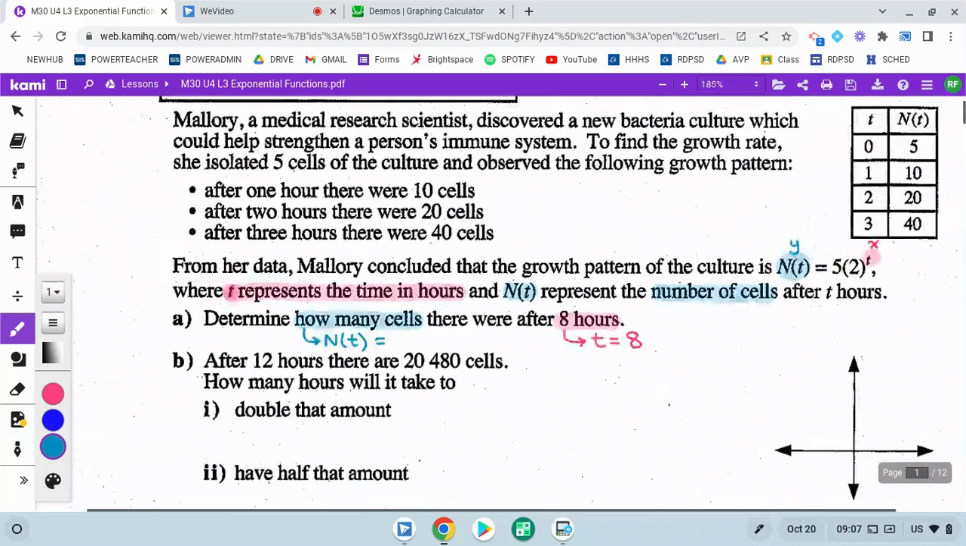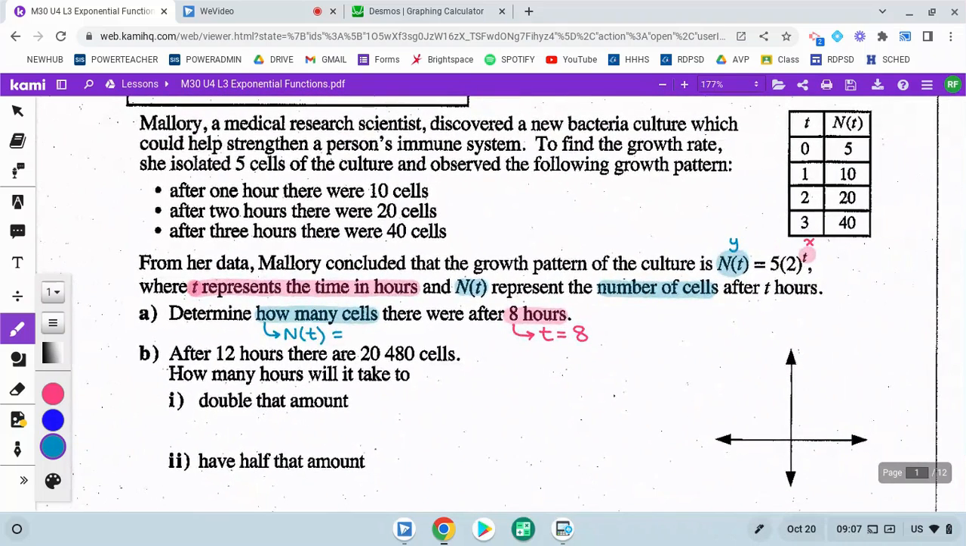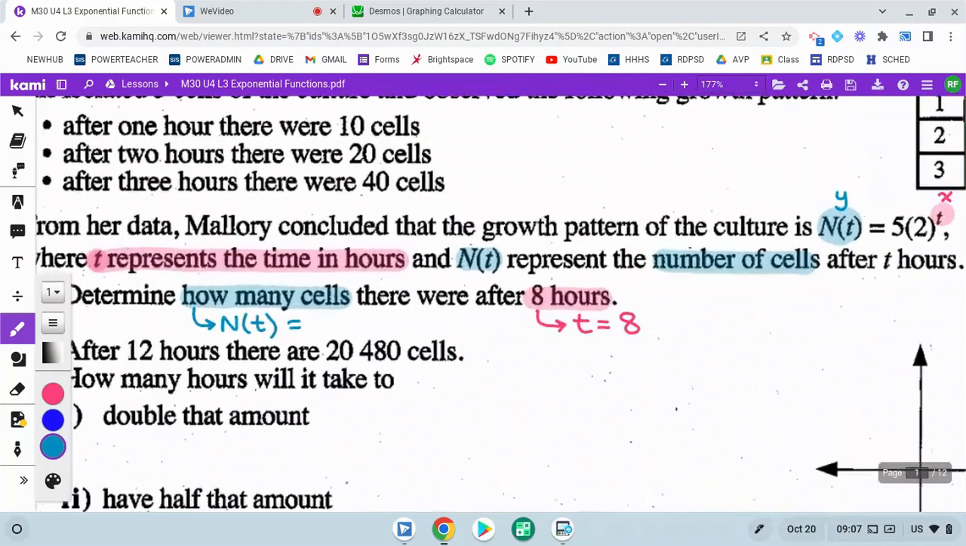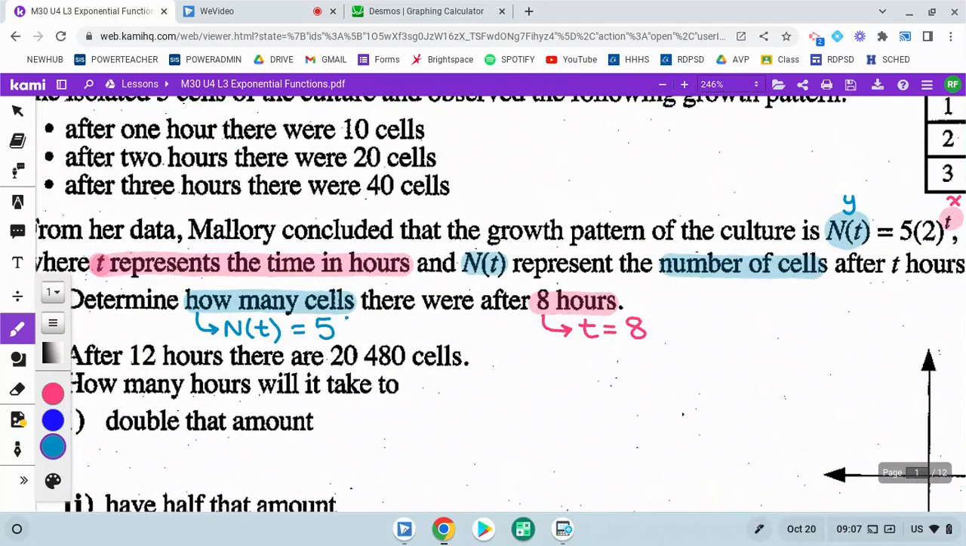Okay, so there's a couple different ways I can do it. I could look at the pattern in the table of values and just continue the pattern. However, they literally gave me an equation, so I might as well just use the equation. I know the equation has a 5 multiplied by a 2 to the power of t, but we know t is actually equal to 8 in this question, and then you just throw that into your calculator and let it do the work for you. When I put that into the calculator, I get 1,280, and this represents the number of cells, so I'll just write that word after.